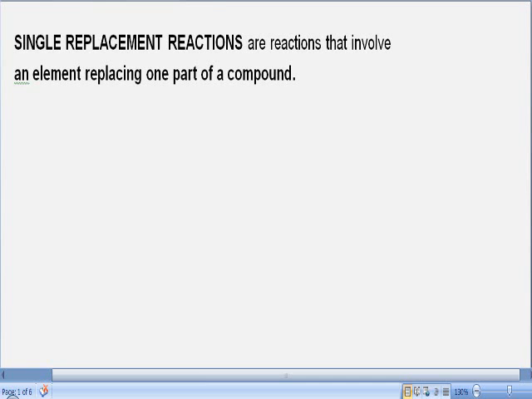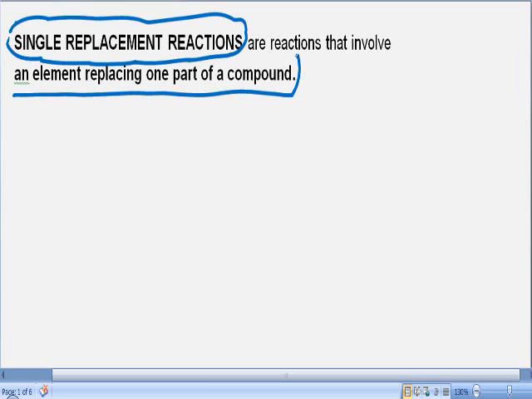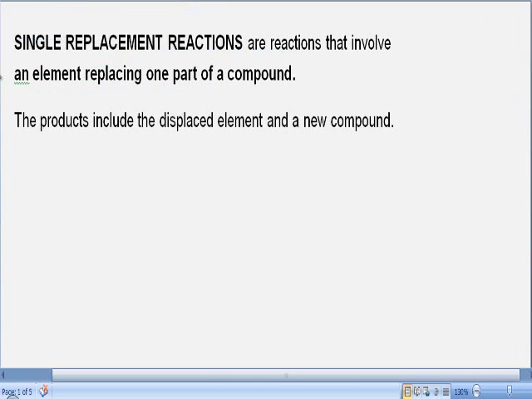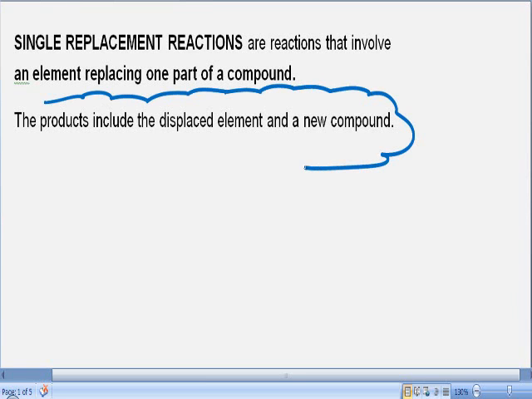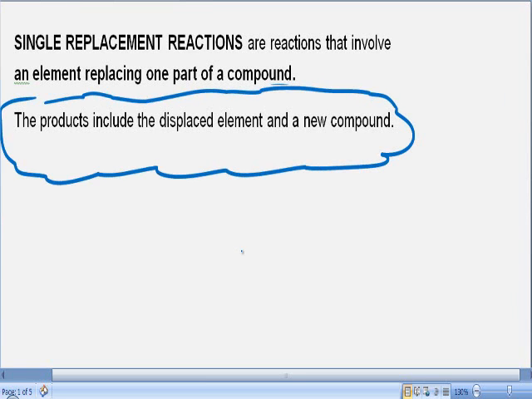The next category of reactions we're going to look at is something known as a single replacement reaction. Now, a single replacement reaction is something that involves an element replacing one part of a compound. In a single replacement reaction, the products will include what's called the displaced element, or the one replaced from the compound, and whatever the new compound is that's formed.